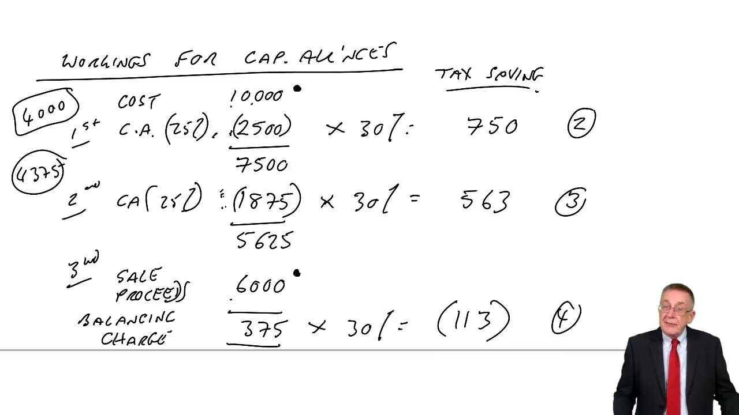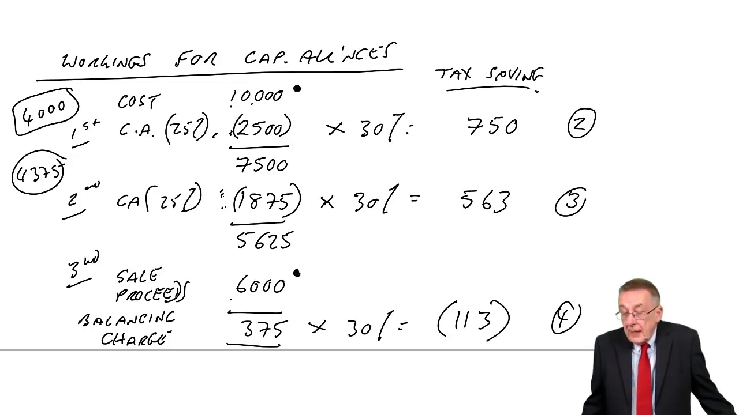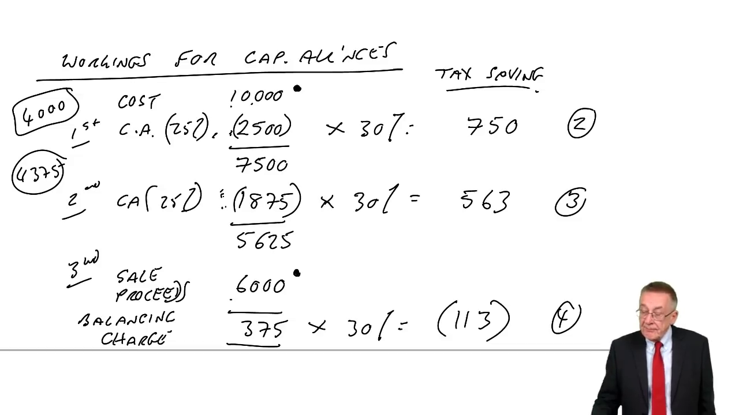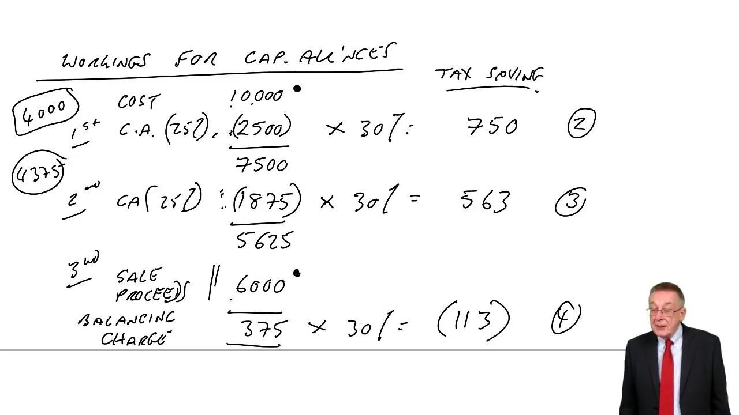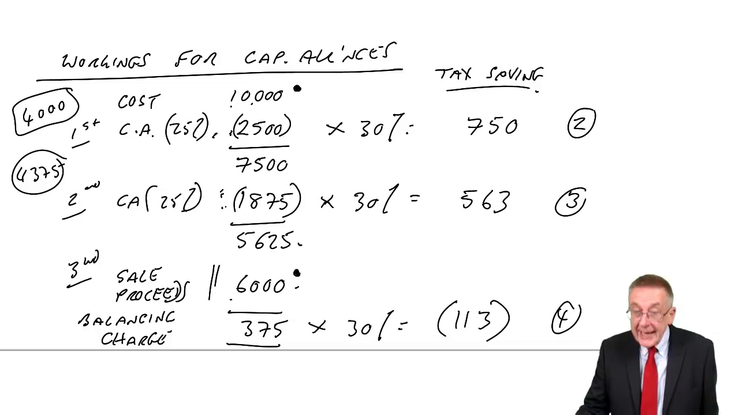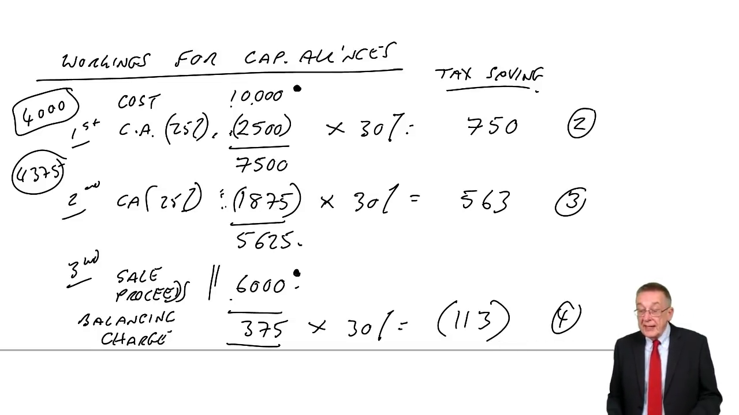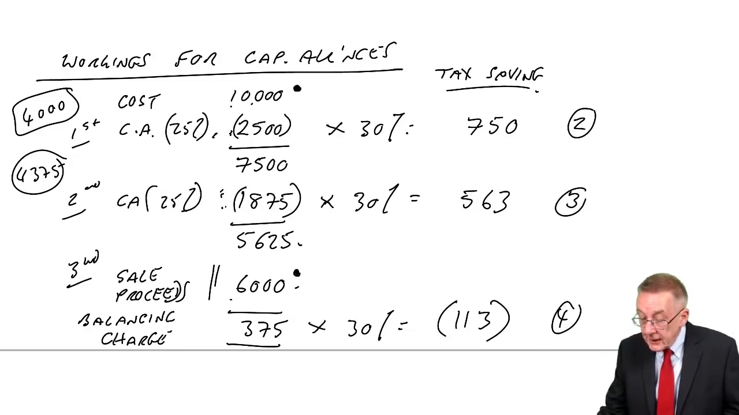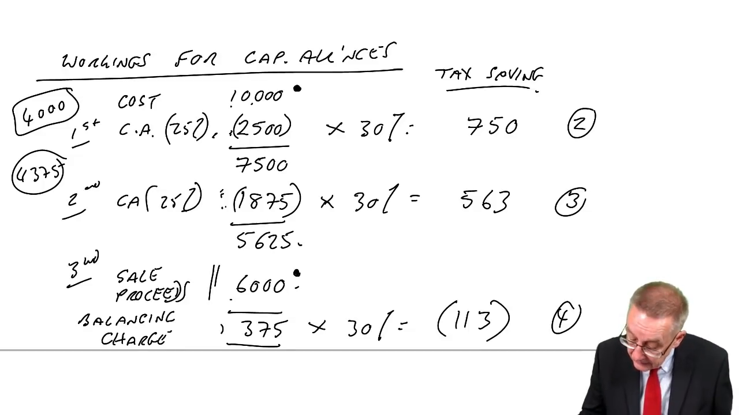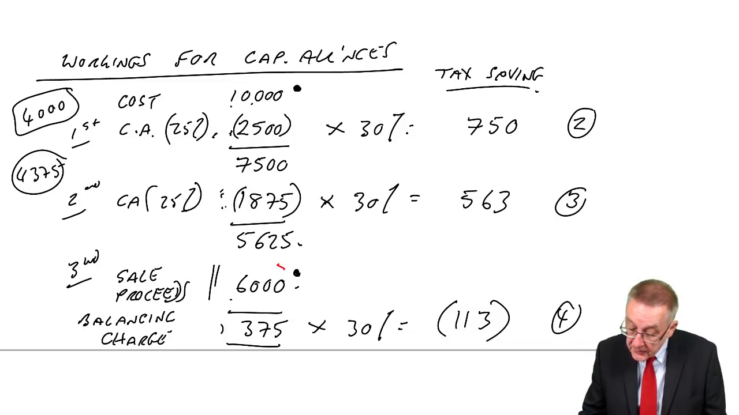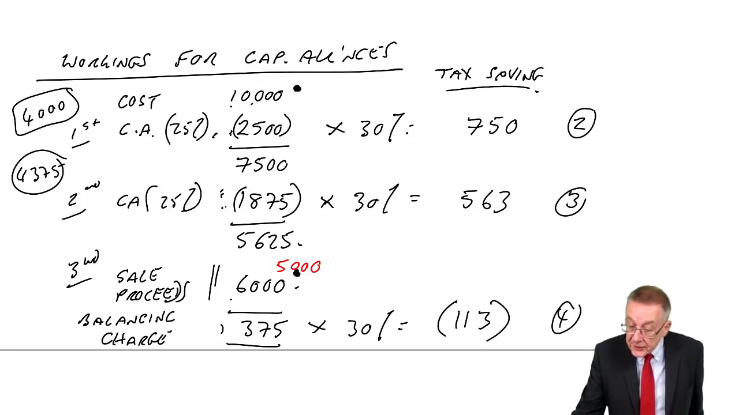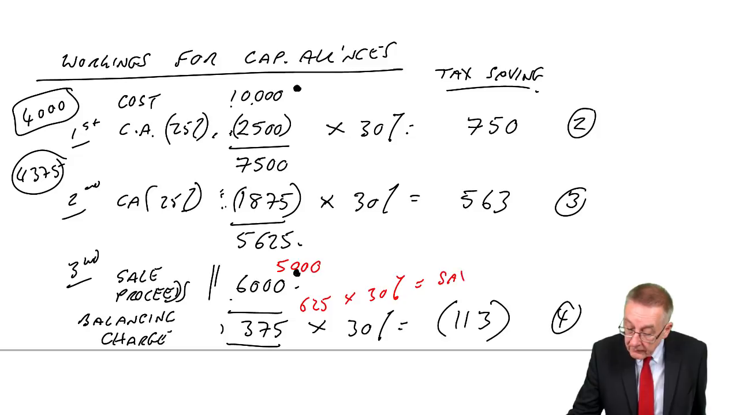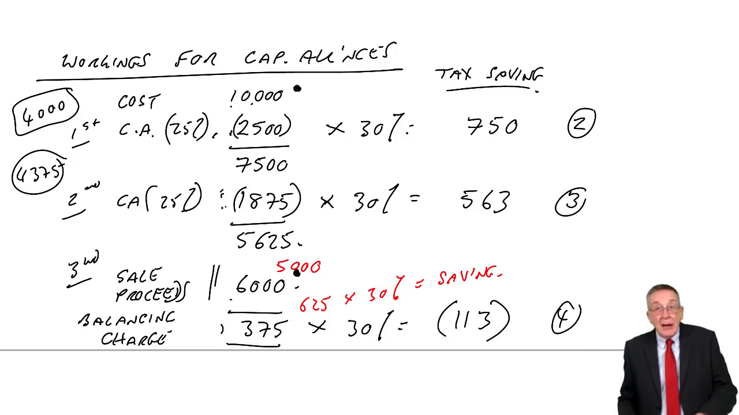Every year until the last is 25%. That's not hard, it takes a bit of time. That's just speed on your calculator. But the final year, you'd subtract the sale proceeds. Here, the sale proceeds are higher than the tax value of 5,625. So there's a charge at 30% on the extra. If, on the other hand, suppose the sale proceeds had only been 5,000, well, we've not had enough allowances. The difference would be 625, and that would be a saving. It would be a balancing allowance.